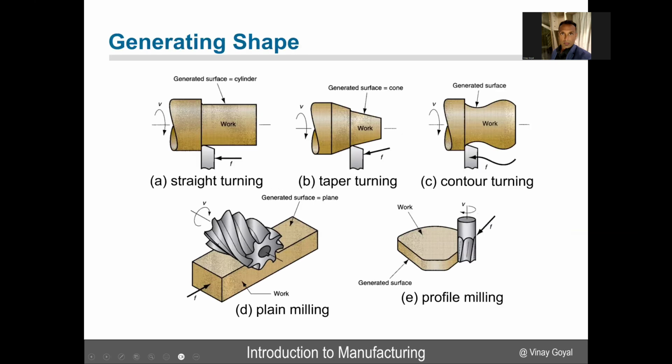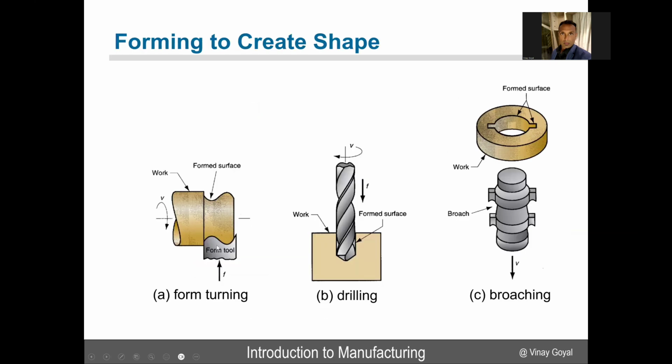The bottom one is forming. For that one, you can have a form tool that pushes up as the work part is being rotated, and that causes the form surface to occur. Then you have drilling, a perfect example of things you have actually done, where you have this tool that pushes downwards, is rotating, and in this case, a form surface is created. And you can see that's forming the part.